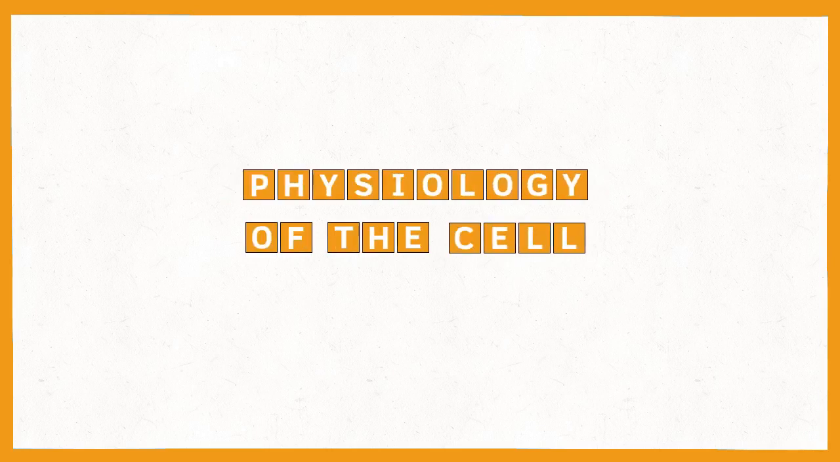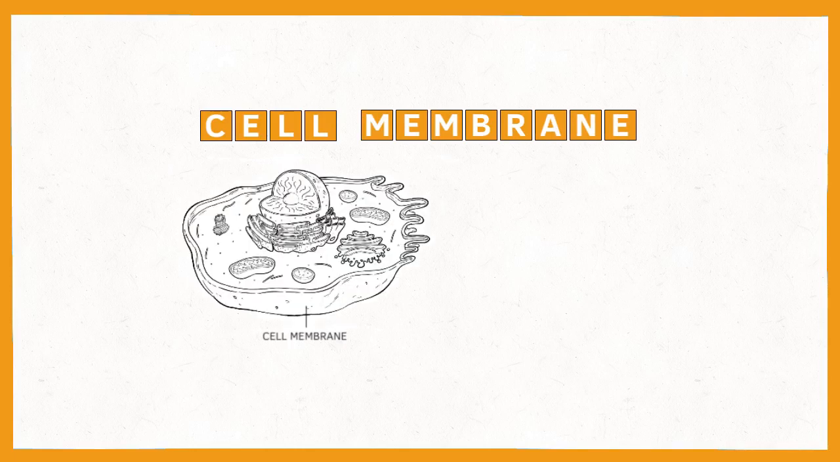Physiology of the cell. Cell membrane. Cell membrane is the structure that separates the intracellular contents from the extracellular environment. Part of the function of the cell membrane is to protect the cell. The cell membrane also regulates the movement of substances in and out of the cell.